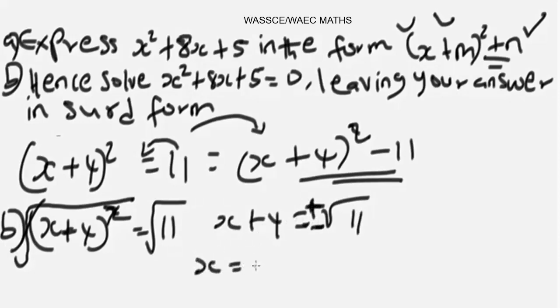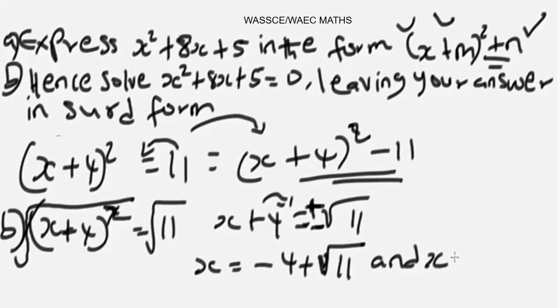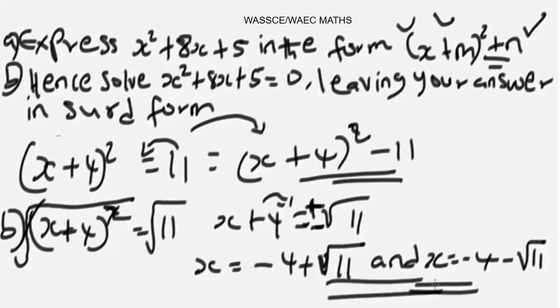x will be, when 4 comes over, negative 4: x = -4 + √11, and x will also equal -4 - √11. So this will be the answer to this question. It's as simple as that, guys.